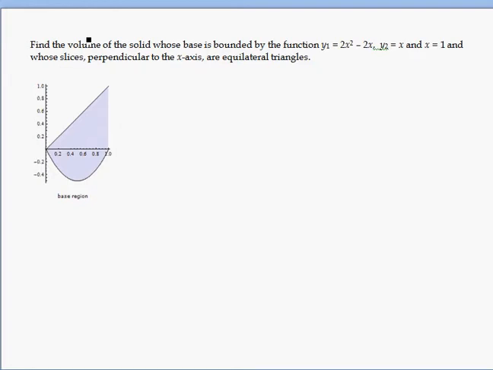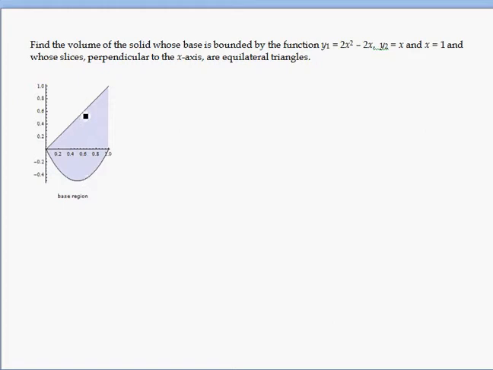Okay, so we're going to do one more example. We're going to find the volume of a solid whose base is bounded by the same functions. We have our parabola y equals 2x squared minus 2x, the line y equals x, and the line x equals 1. But this time the slices, when we slice perpendicular to the x-axis, are going to be equilateral triangles.